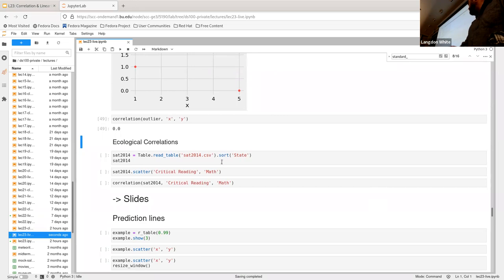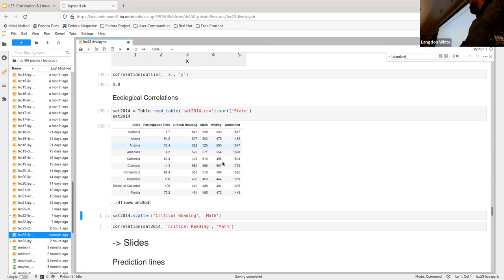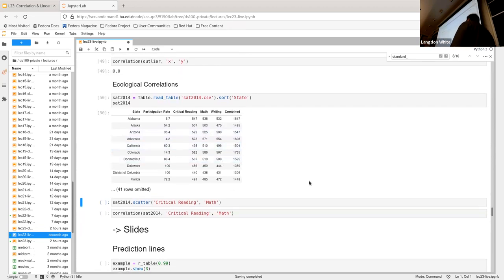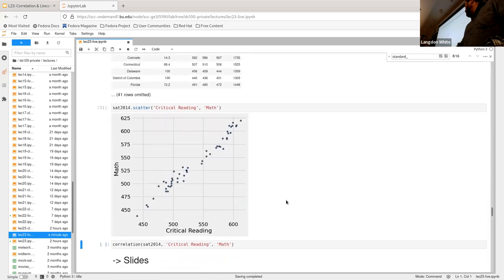Then the last one, which is kind of a weird terminology, so this is going to load this data set. This gets into a conversation about when it is appropriate to aggregate things, okay? Because if you look at this data set, this is by US State, and then participation of the students. This is their reading score, their math score, their writing score, and then this combined score. So if we look at a scatter plot and the correlation of the math score, we're correlating these two things, right? So the critical reading versus math is saying, if you're a better reader, you will do better at math.